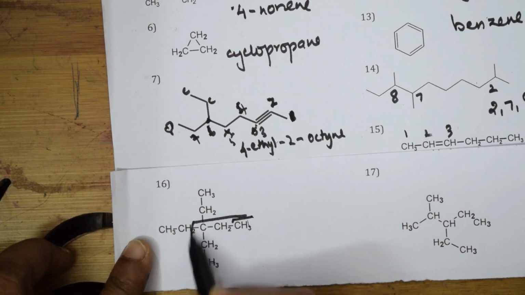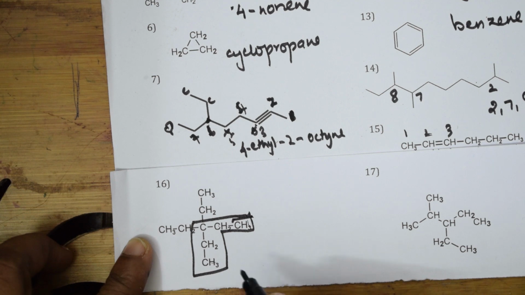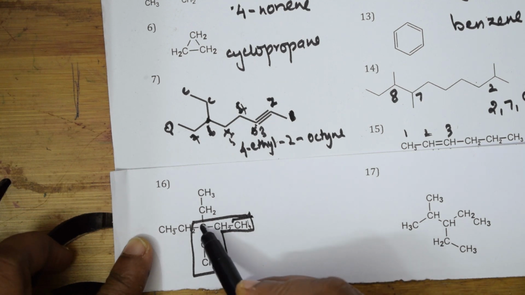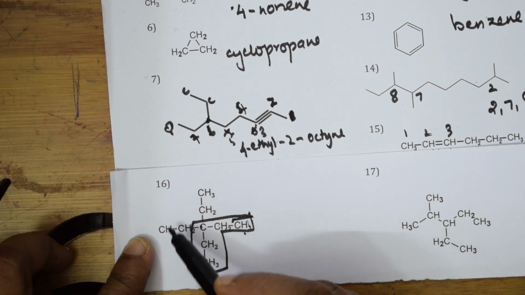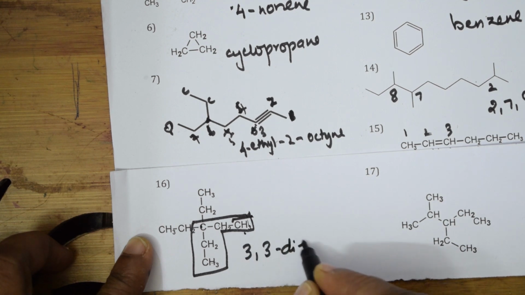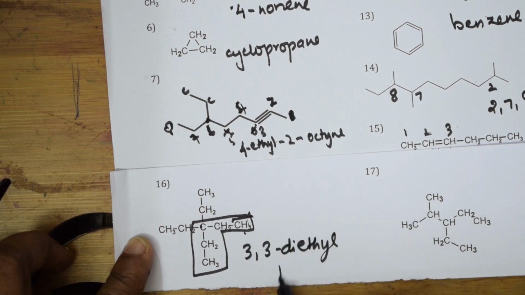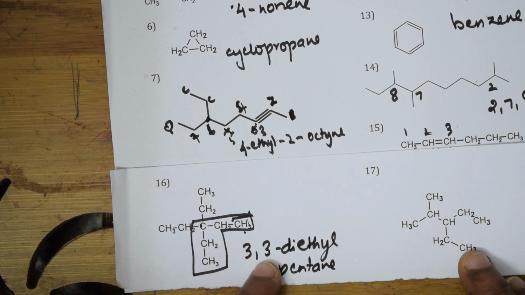So how will I take? I'll take this as the longest chain. 1, 2, 3, 4, 5. Done? Yes. So start naming it. So the third carbon, 1, 2, 3. The third carbon I have ethyl and here also ethyl. So name it 3,3-diethyl pentane. Done. Now let us name this last one.